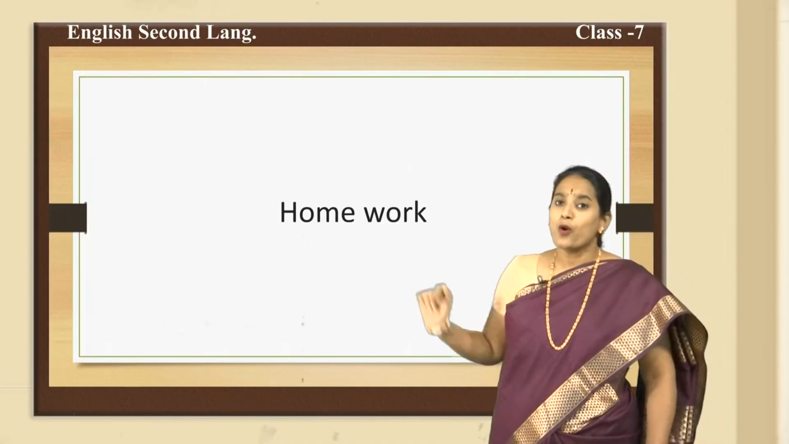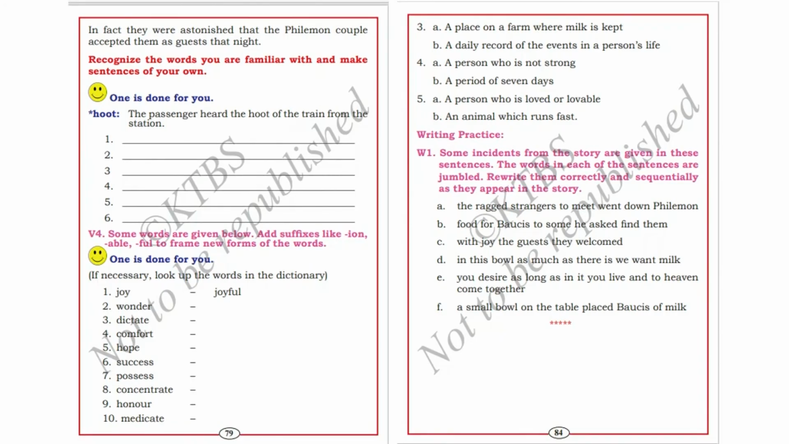Now is your homework time. Children, in your textbook, you all can come to page number 79. You have to do the activity V4. Some words are given below. Add suffixes like ION, ABLE, FUL to frame new words. Just now we have learnt about suffixes and you have to practice by doing this homework.